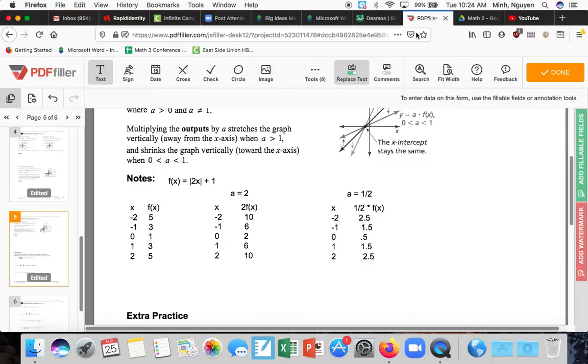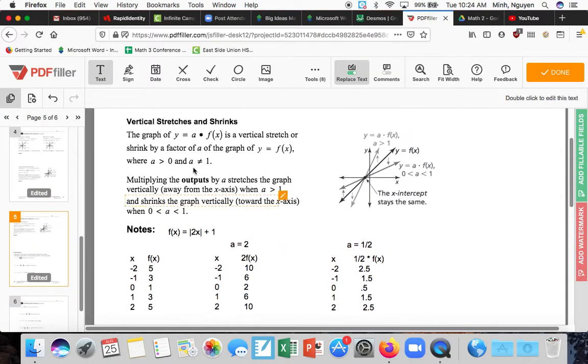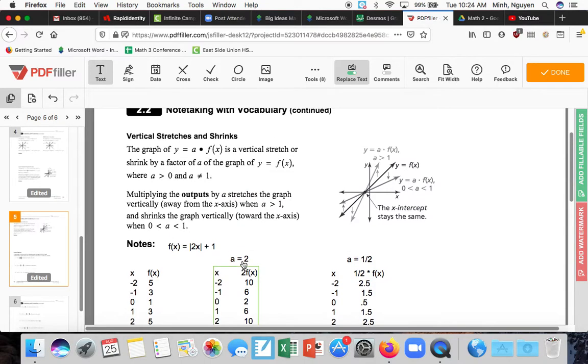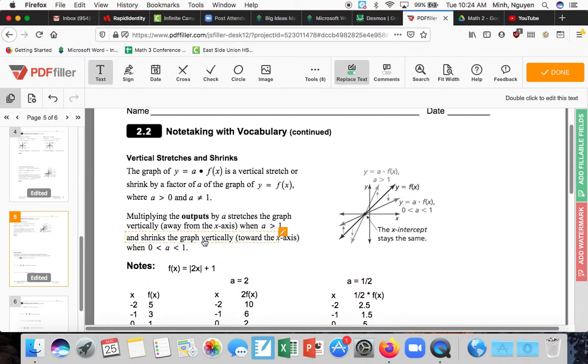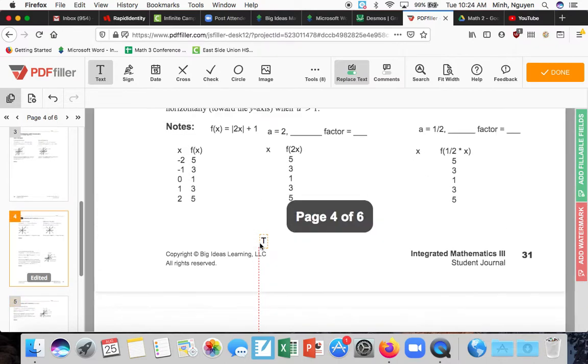So that's it for vertical stretch and shrink. Pretty intuitive. You just multiply the outputs by a. If a is greater than 1, that's a stretch. If it's between 0 and 1, it's a shrink.